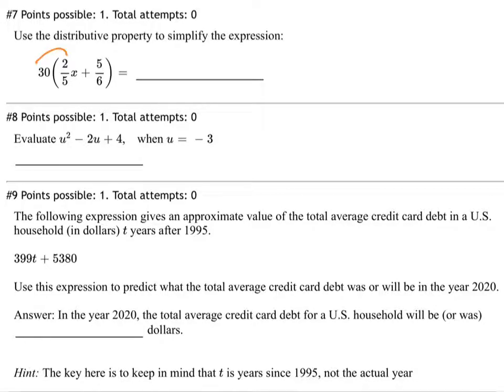So that 30 is going to go boom, boom. It's going to go to those two. So here we go. 30 times 2/5 x plus 30 times 5/6. So first off, I just place the 30 next to both those because that's what the number in the front of the parentheses means. And then what do you got?